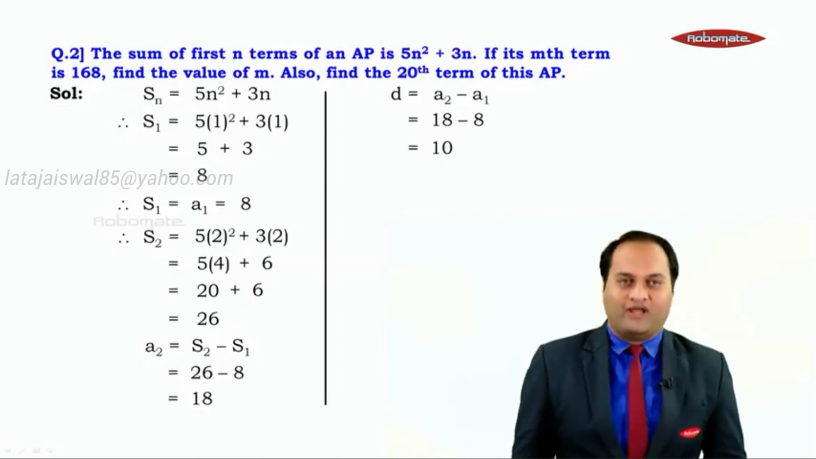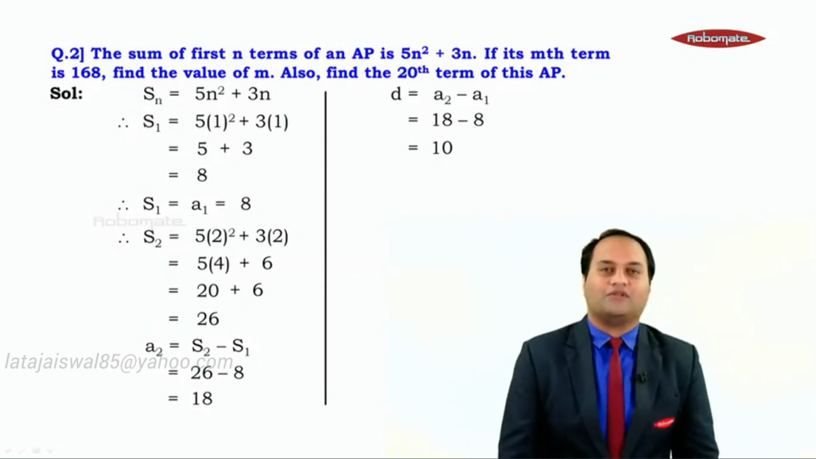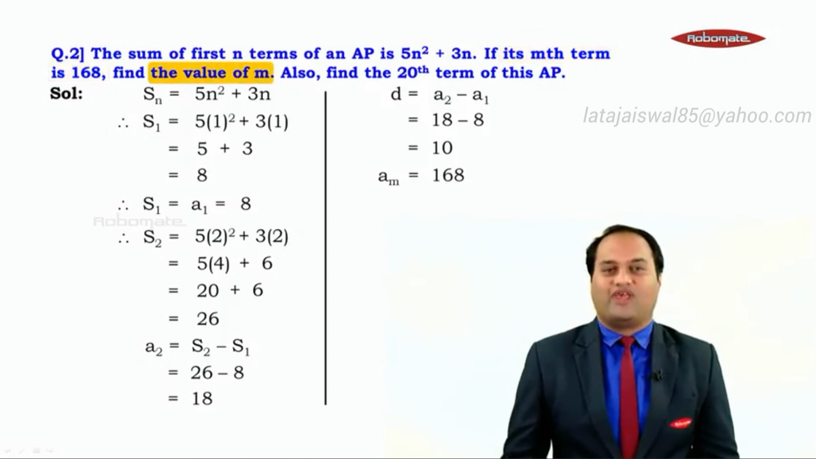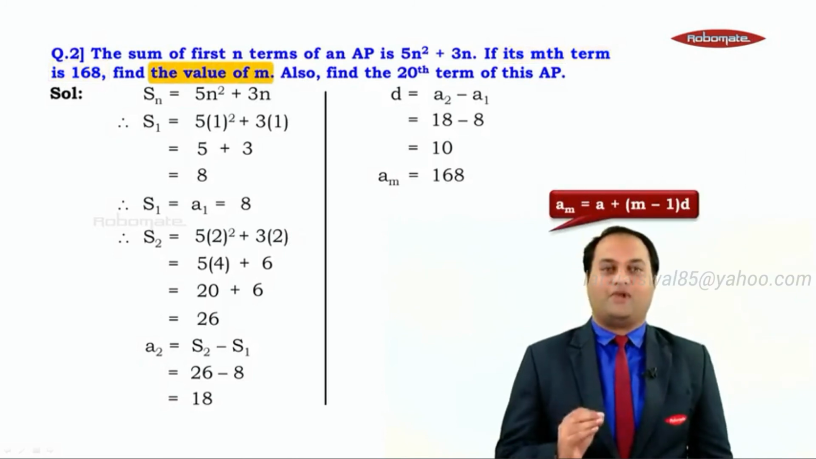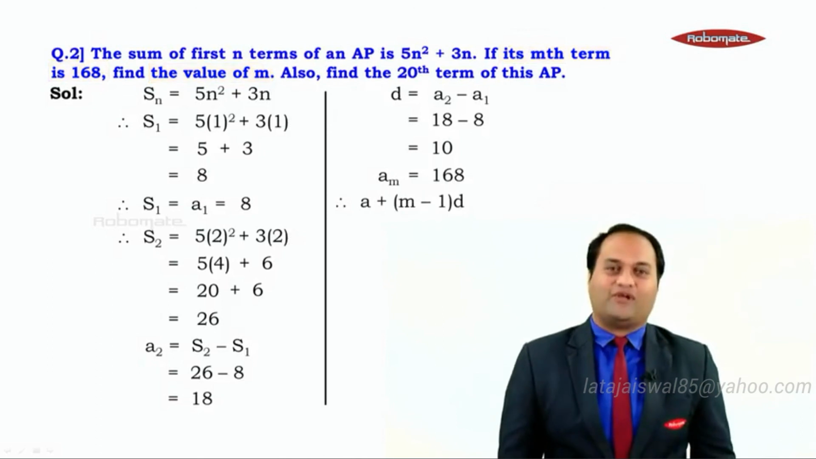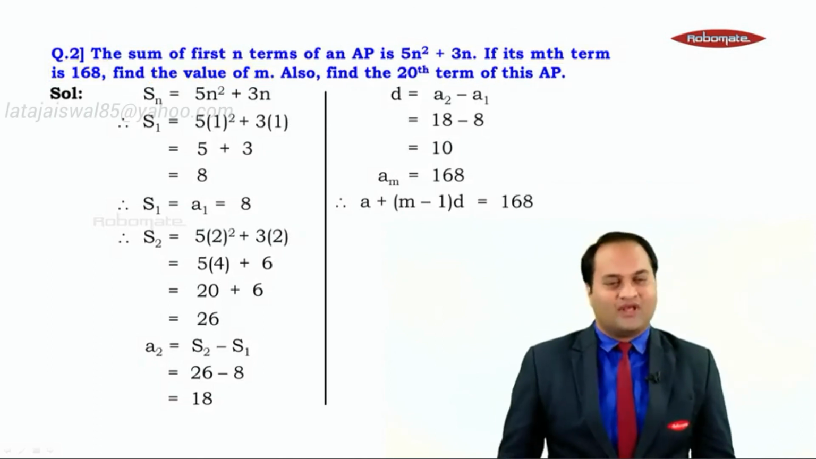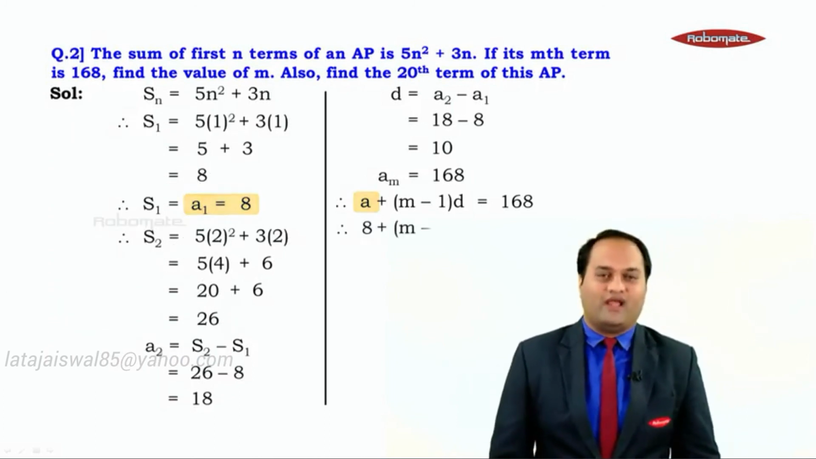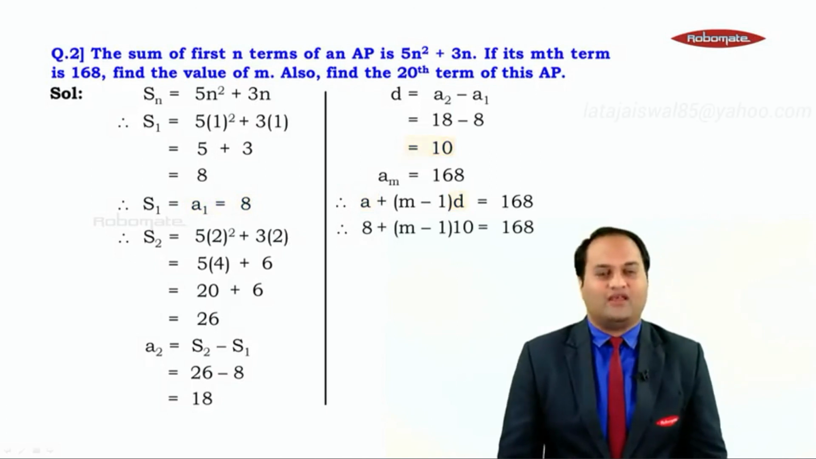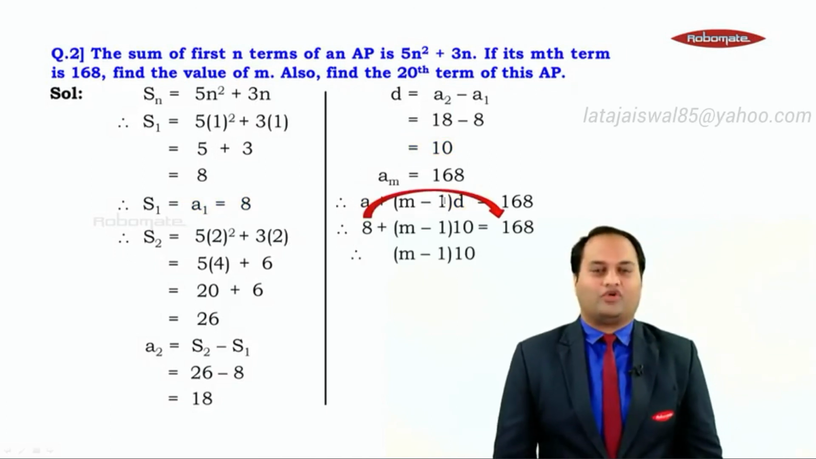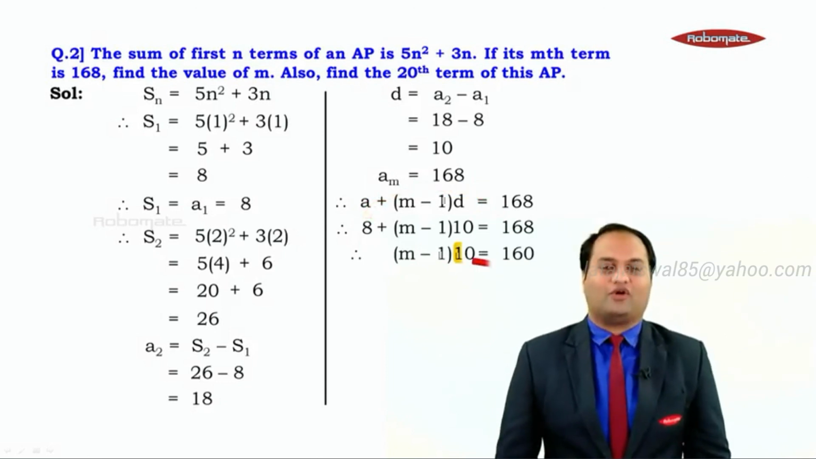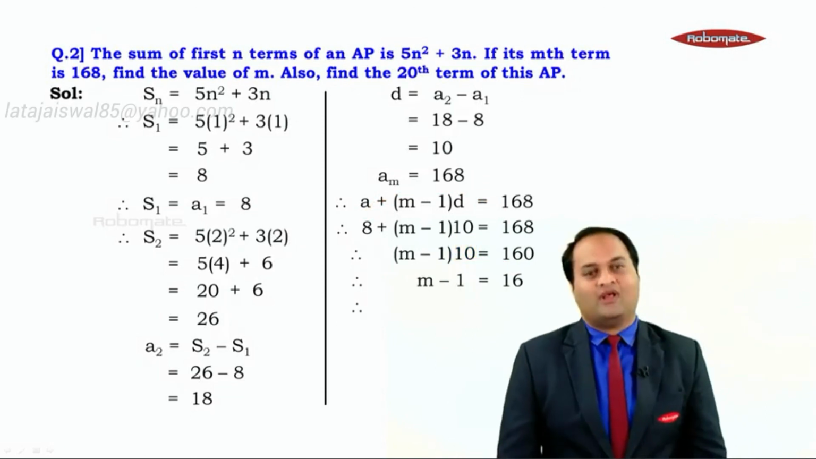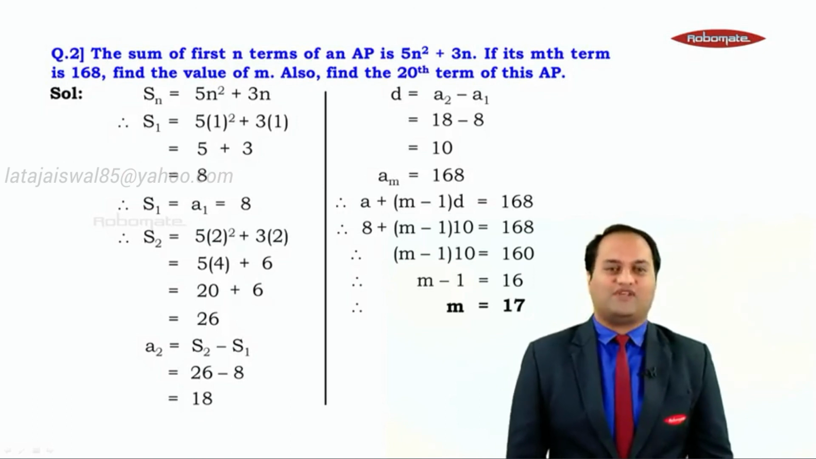Why did we find A and D? So that now we can find, it is given that the mth term is 168, so Am is equal to 168. What is Am? Am is A plus m minus 1 into D. So A plus m minus 1 into D is 168. Substitute the values of A and D, you will get the value of m. Let's do it. A is 8, m minus 1 into D, that's 10, is equal to 168. 8 goes to the other side, you get m minus 1 into 10 is equal to 160. 10 goes in the denominator, you get m minus 1 is equal to 16. So m is equal to 16 plus 1, which is equal to 17.